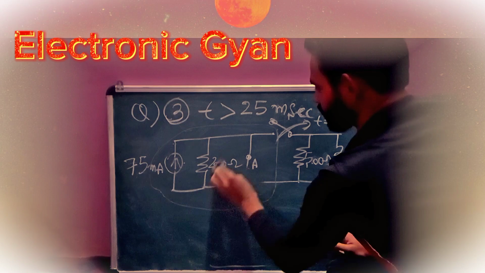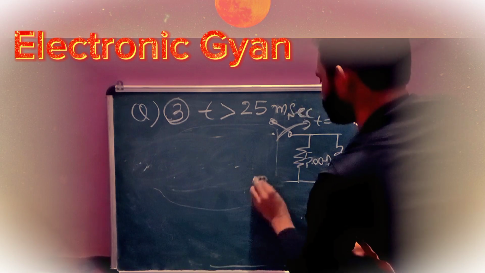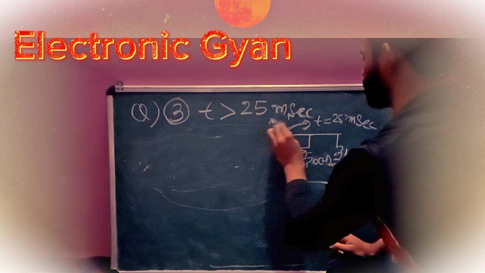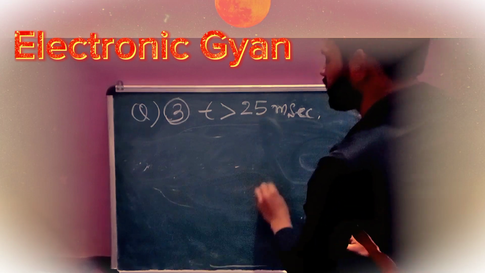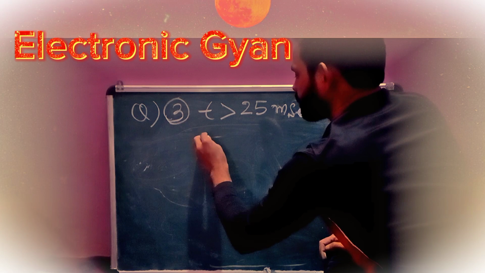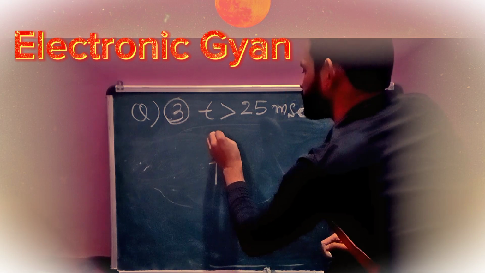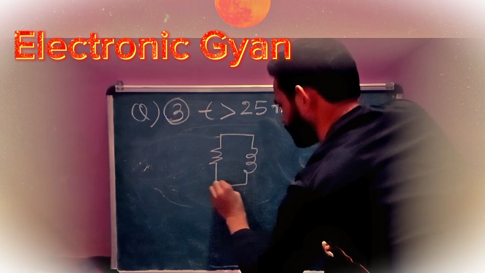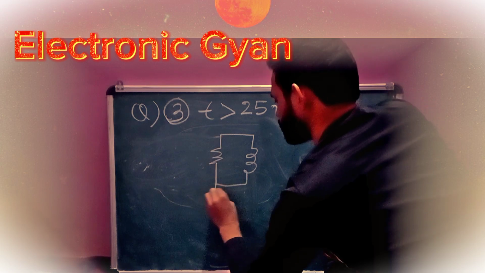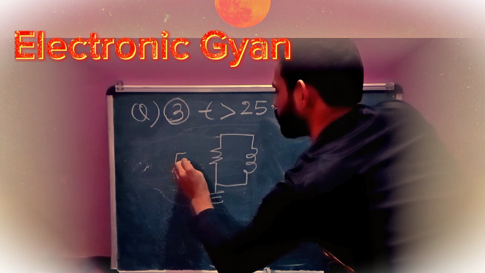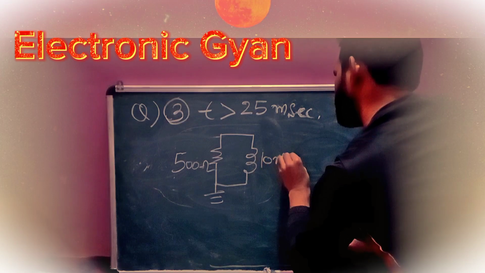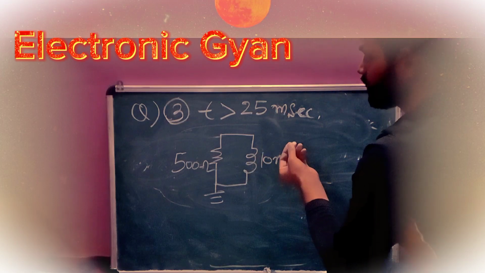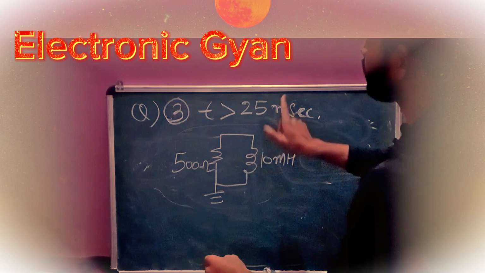So let's see. This is my final circuit for t greater than 25 millisecond. Here this is my resistance, and this is my inductance, and this is my ground. This is my 500 ohm resistance, and this is my 10 millihenry of inductance. So let's see, we are going to find the current.